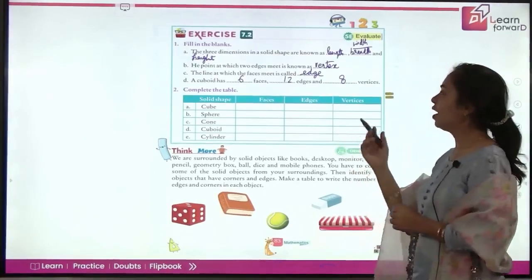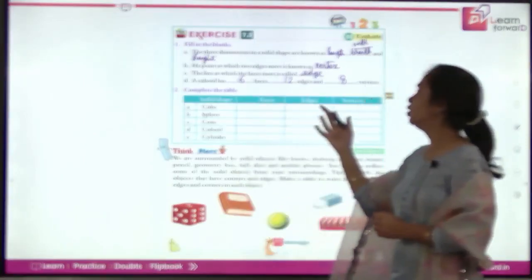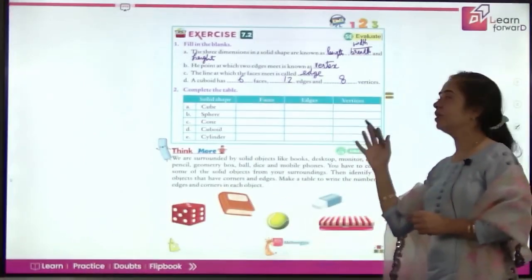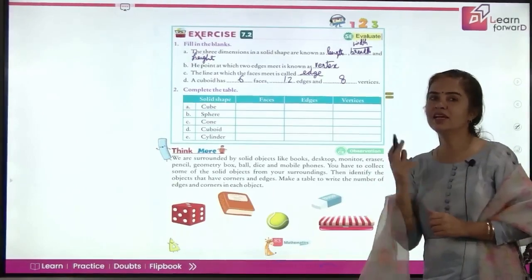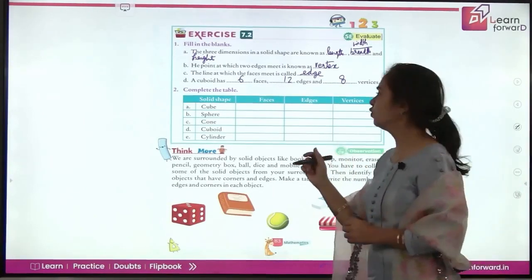Now again you have a table to complete where names of the solid shapes are given. You have to tell how many faces, how many edges and how many vertices. Easy for you to do? Are you sure? Okay, so this is for you to complete.